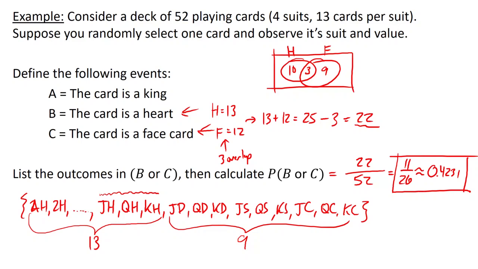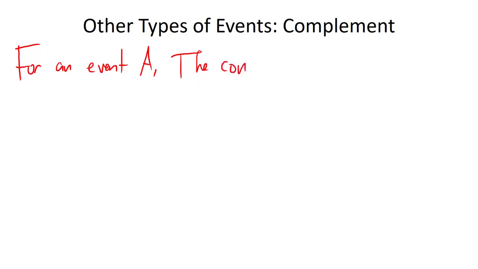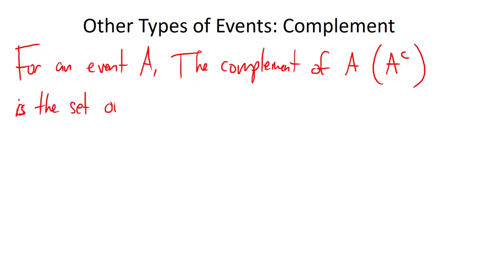All right. So you can have an and, you can have an or, and they're different. And then we'll also work with something called the complement. So for an event A, the complement of A, which we denote with that symbol, it's like an exponent, but it's just a C up there, A complement, is the set of all outcomes that don't satisfy A.